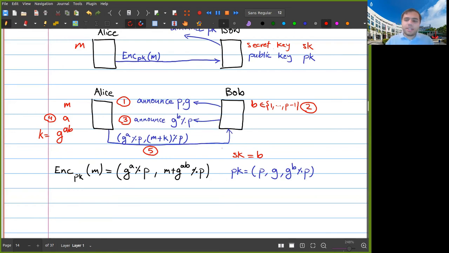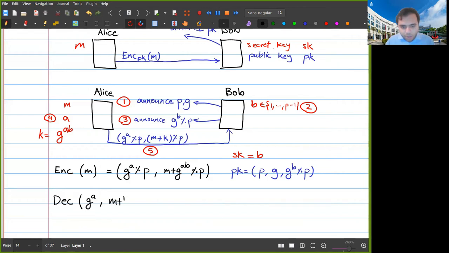And now let's say Bob comes back online. So let's say this message was, for example, an email message that Alice sent to Bob. And now Bob is online. He can see this message. He wants to decrypt it. Actually, let me just call this one the encryption of M. And now Bob wants to decrypt this whole thing. So he has G to the power of A, and he has M plus K. And he wants to decrypt this message.